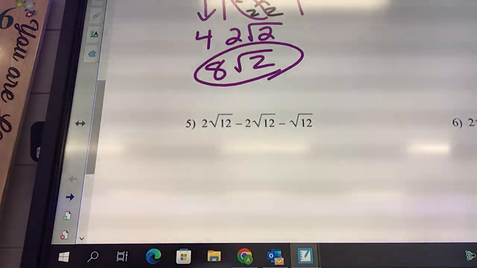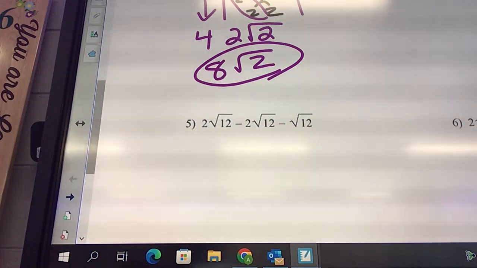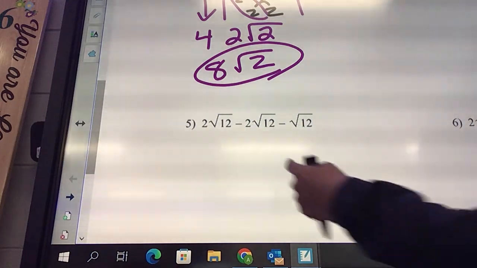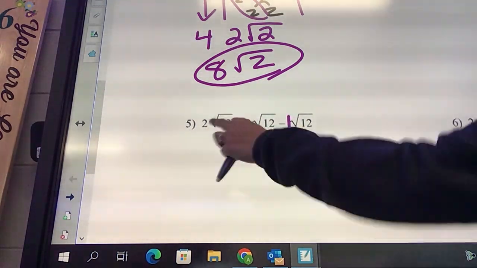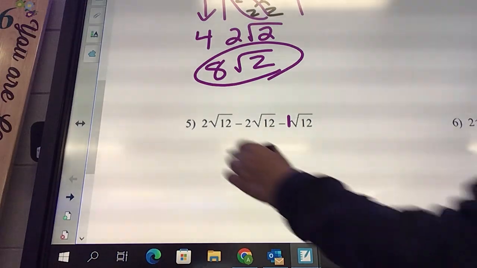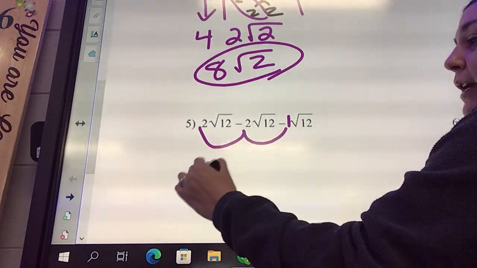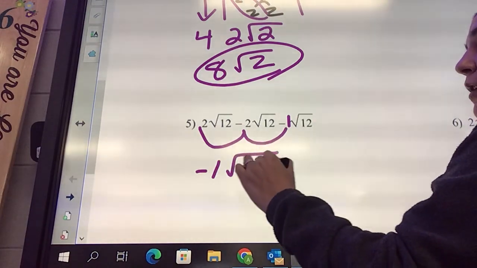Okay, if we look at 5, can we combine those? Yeah. Which one? All of them. Okay, so there's a 1 right here. So 2 minus 2 is what? 0 minus 1. Negative 1 square root 12.